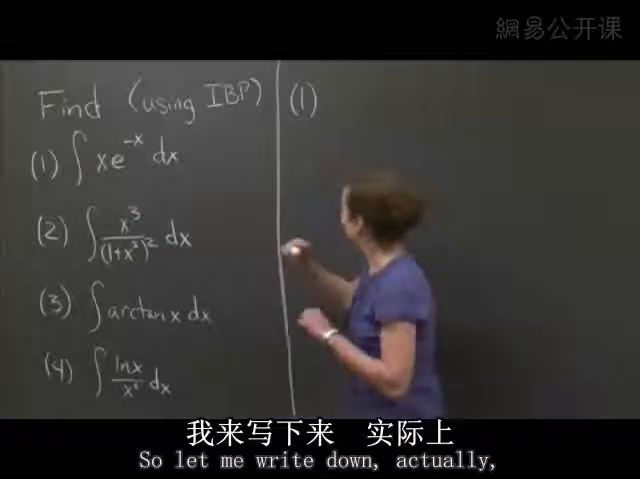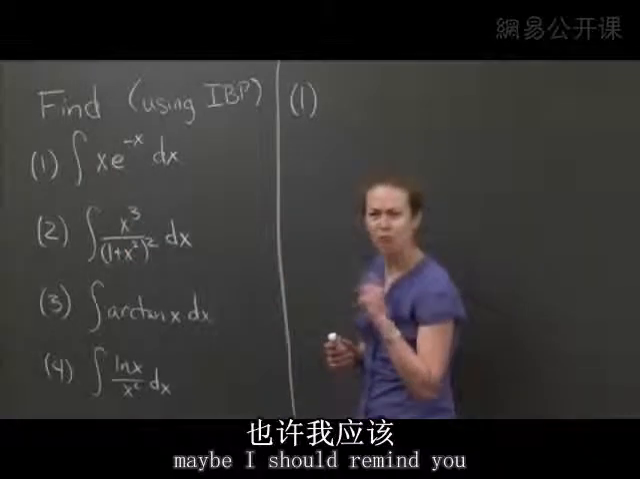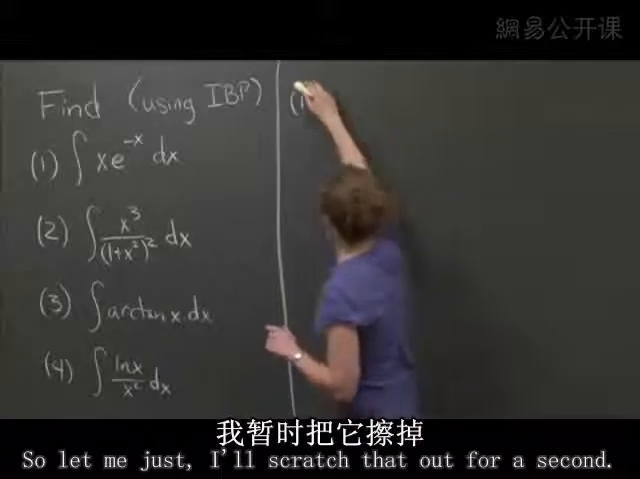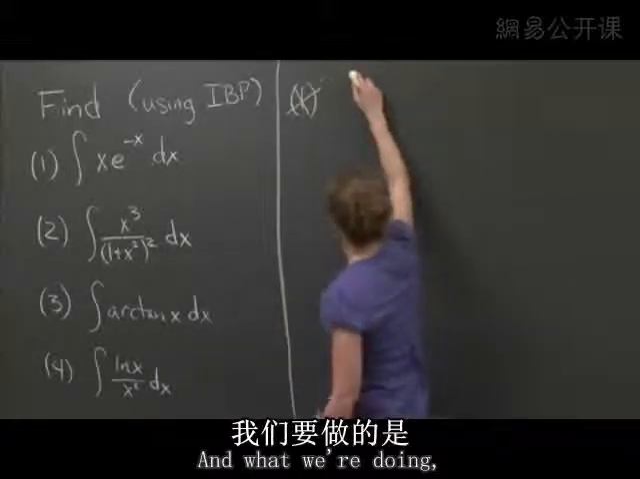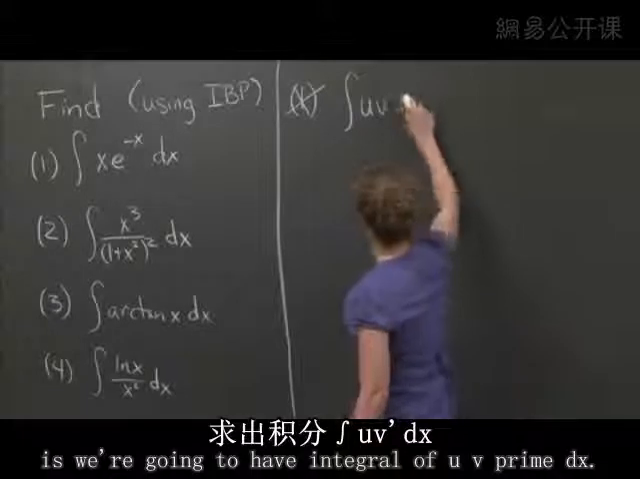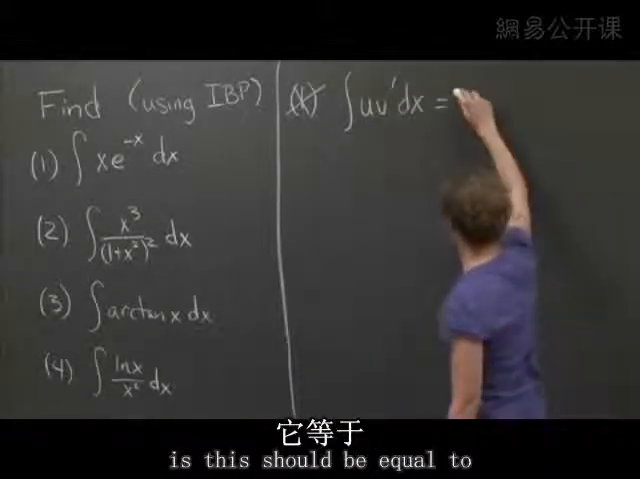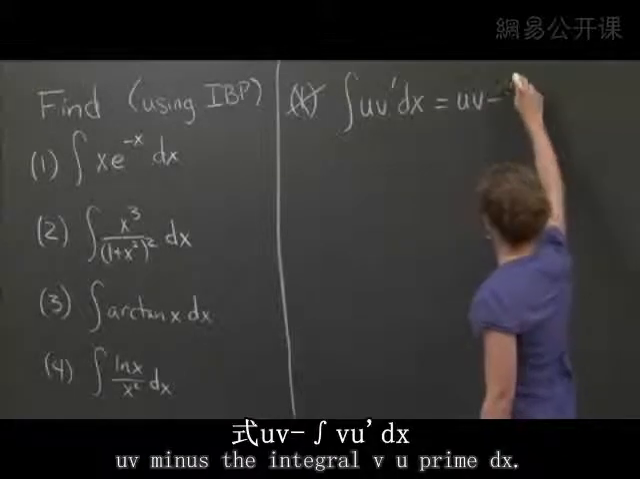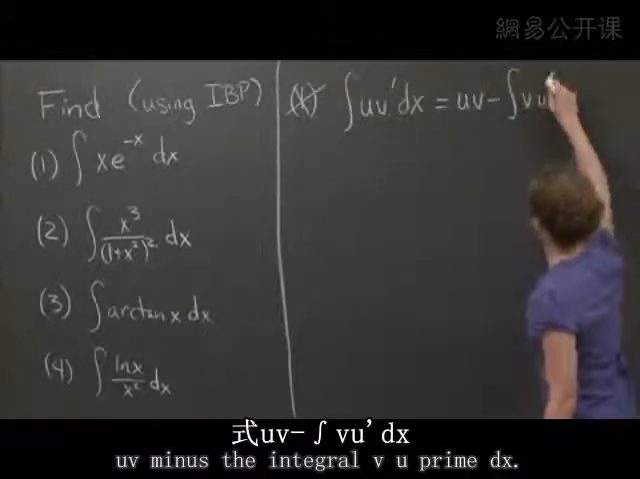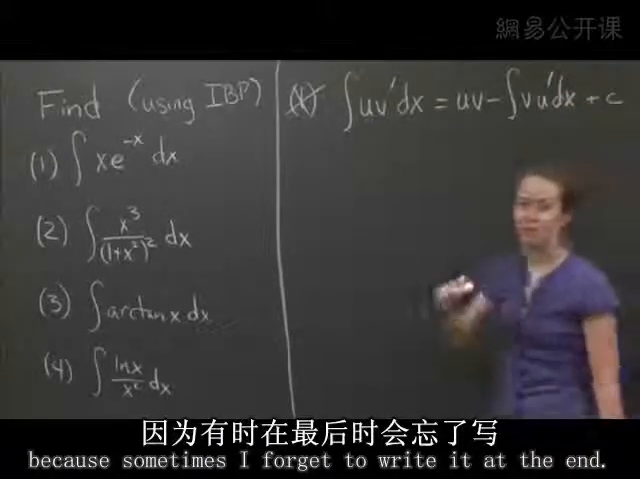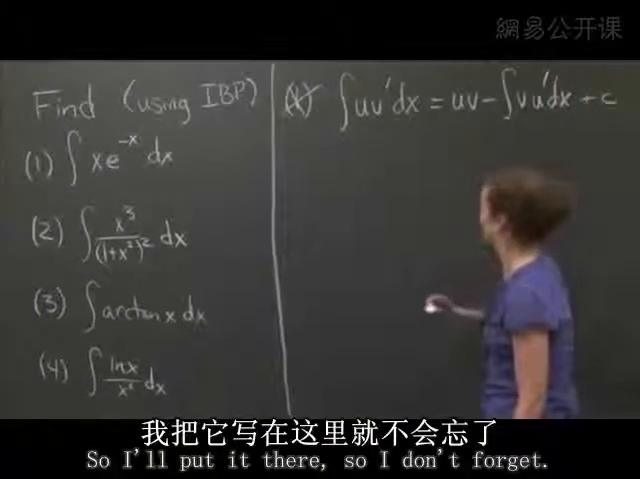So let me write down, actually, before I even do number 1, maybe I should remind you what the integration by parts formula is. So I'll just scratch that out for a second. What we're going to have is the integral of u v prime dx. And if you recall, what you saw in lecture is this should be equal to uv minus the integral of v u prime dx. And we'll put that plus c, because sometimes I forget to write it at the end. So I'll put it there so I don't forget.